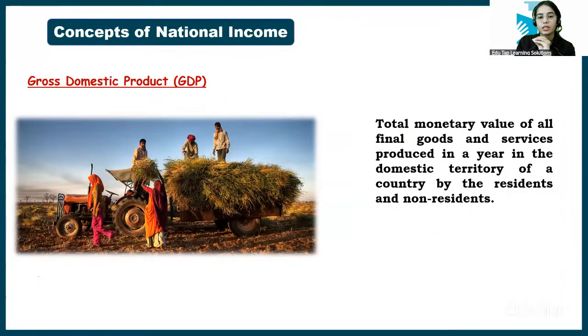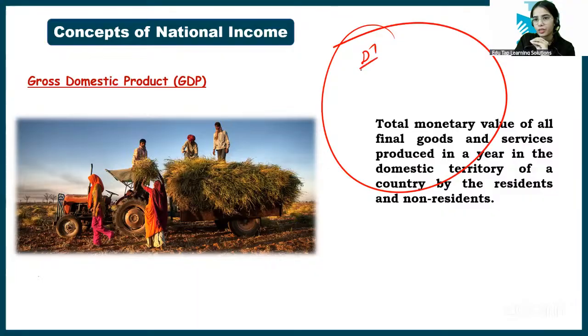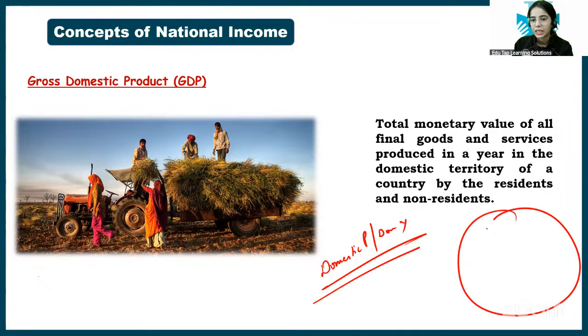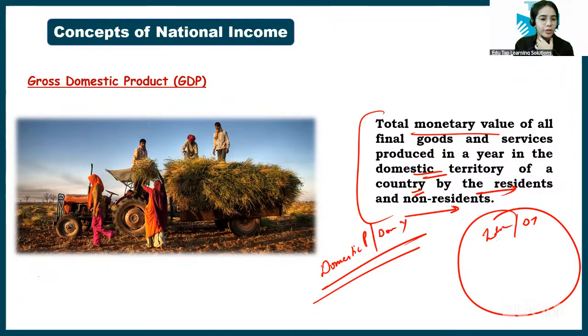Okay, so this is the idea, that whatever is being produced in the domestic territory, by whoever is producing it, will be included. Any confusion here now? So whenever we discuss domestic product or domestic income, we always care where the production is happening in India, where the income is being generated in the domestic territory of India. We do not care who is producing it. Foreigners, normal residents, whoever is producing it. So GDP is the total monetary value of all the final goods and services produced in a year in the domestic territory of the country by the residents and non-residents, whoever is producing it.